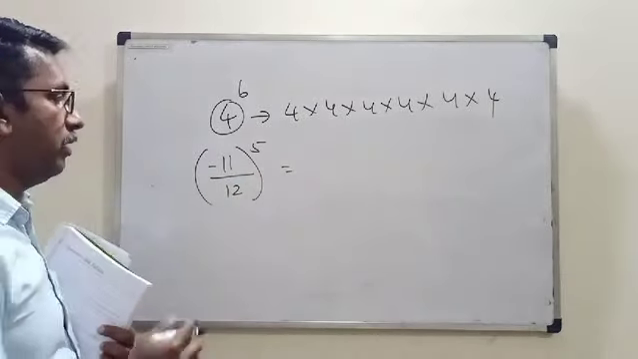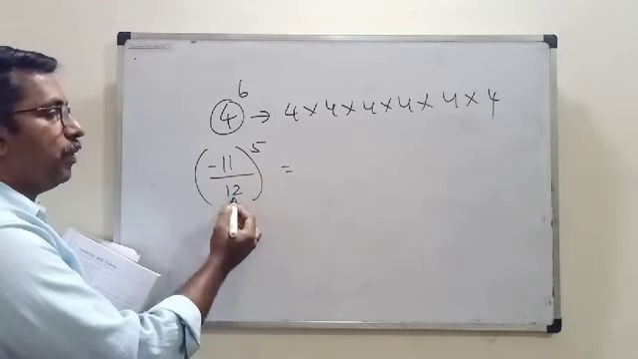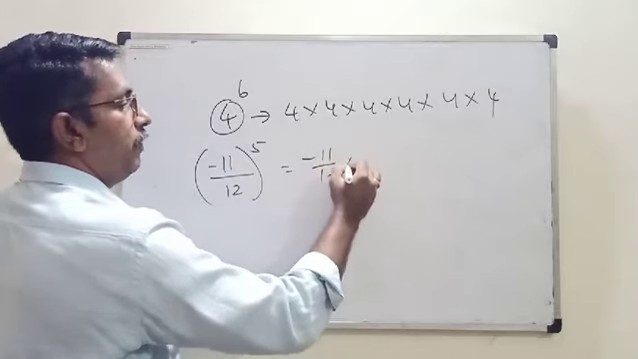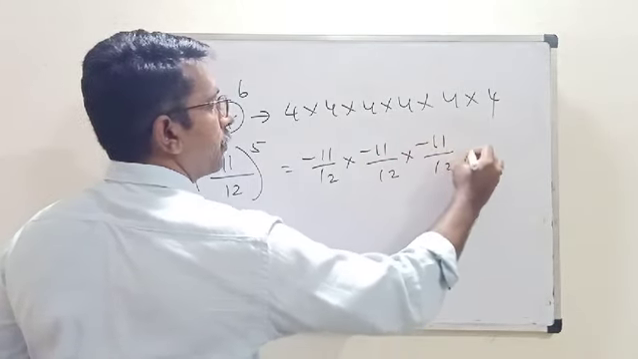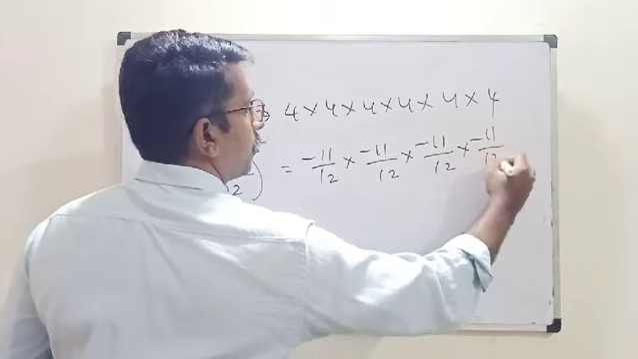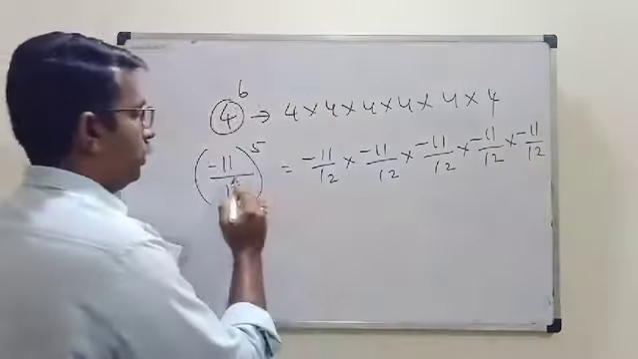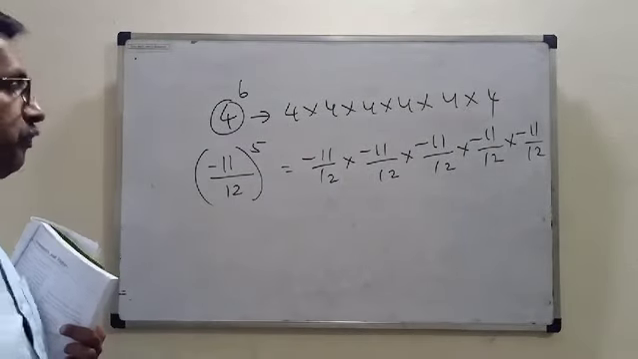Look at the base here. Base is a rational number, isn't it? So minus 11 upon 12 to the power 5 means what? Minus 11 by 12 into minus 11 by 12 into minus 11 by 12, to be multiplied by itself. How many times? 5 times.